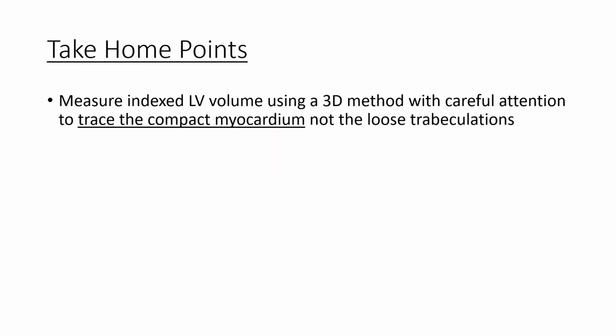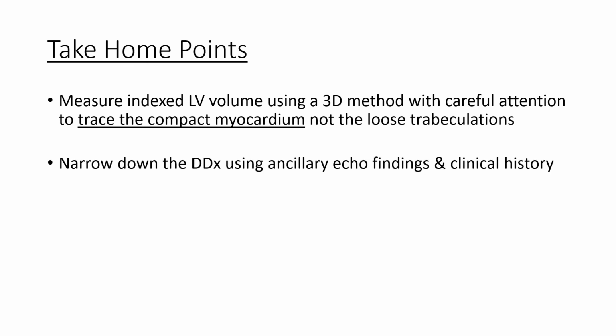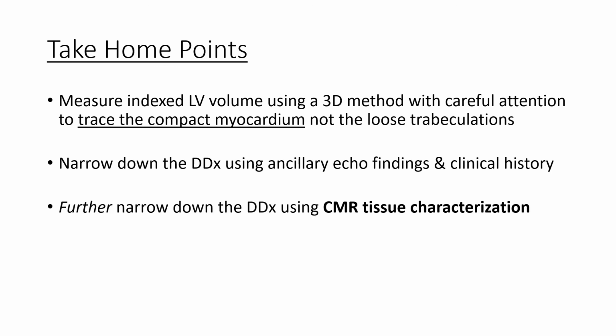So to summarize, four take-home points. Firstly, it's important to measure indexed LV volumes rather than linear dimensions, and to do so with a 3D method, carefully tracing the compact myocardium and not the loose trabeculations. Once we've identified a dilated dysfunctional heart, we could narrow down our differential diagnosis using ancillary echo findings and also, to a large extent, clinical history.